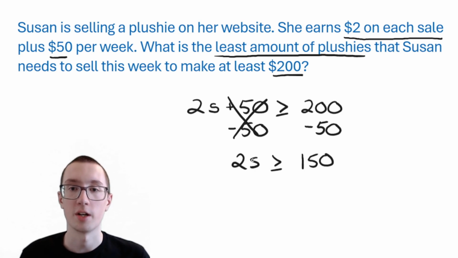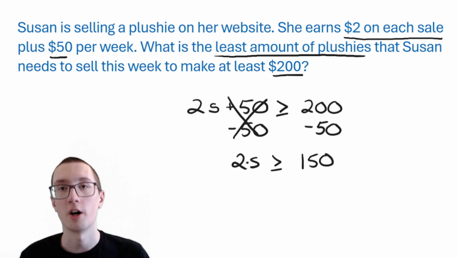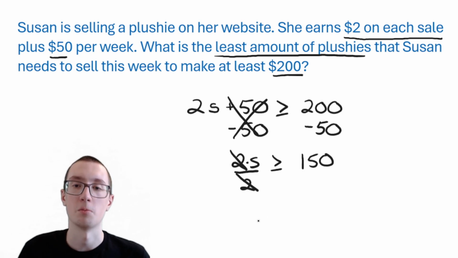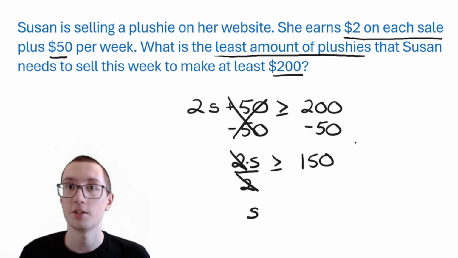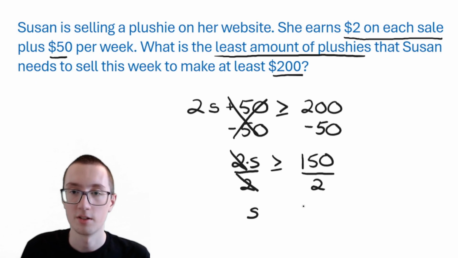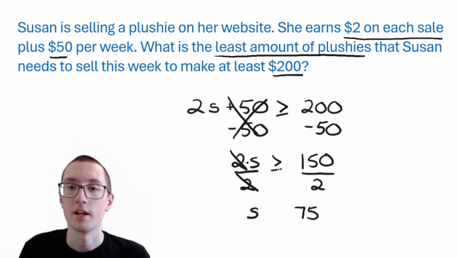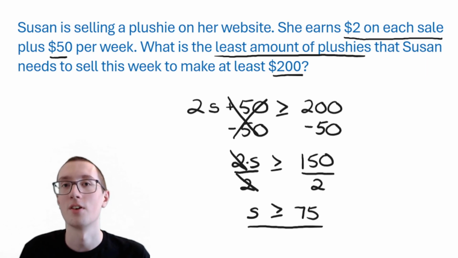So now we just need to get rid of this 2, and it's being multiplied by s, so we need to do the opposite of multiplication. We will divide by 2. These cancel, and we're just left with s. On the other side, we need to do the same thing. So we're going to divide by 2 on the other side. 150 divided by 2 is 75. And if you didn't know that, you can just put that into a calculator. And we'll just put the sign back here. And that's our answer. S is greater than or equal to 75.